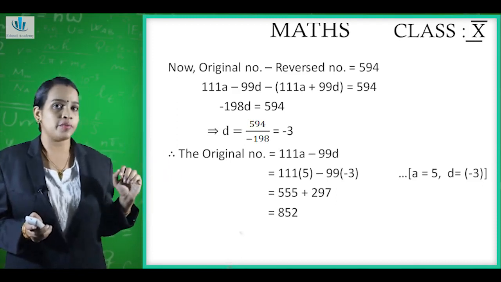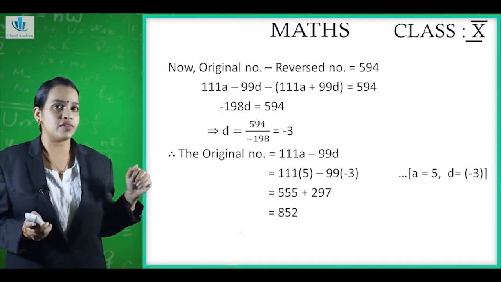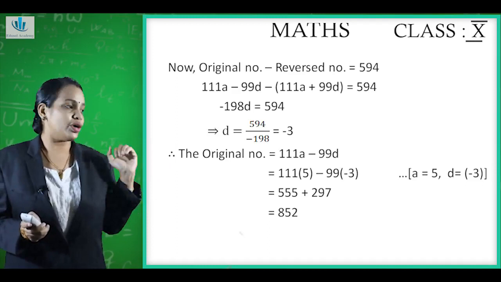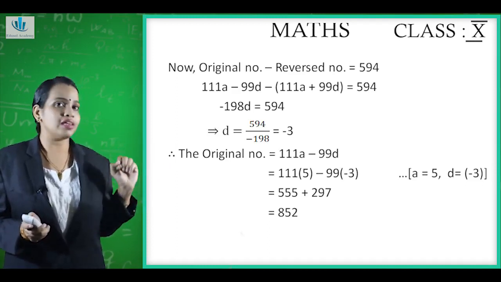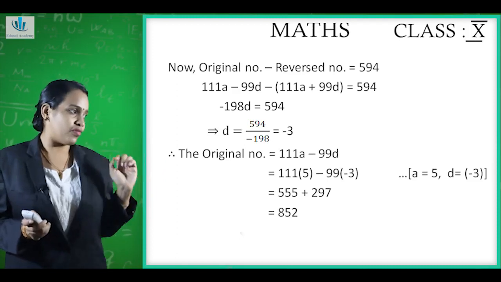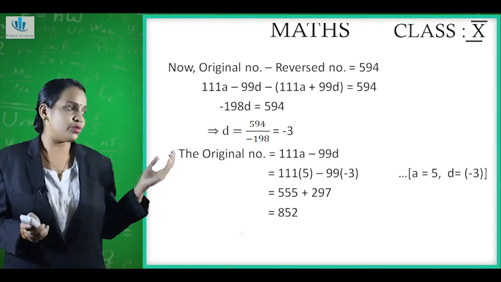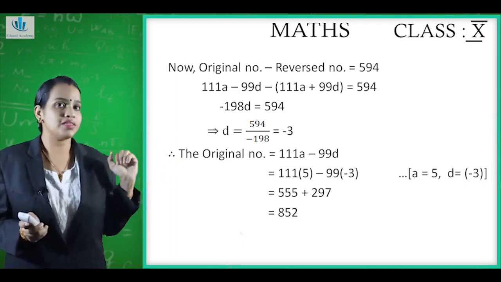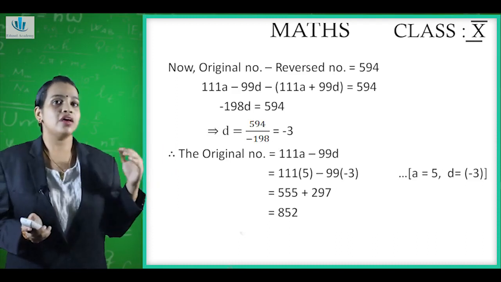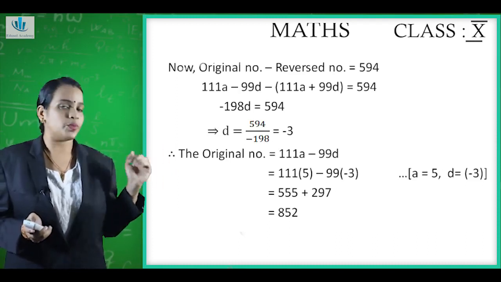Now the original number, we will put the values of a and d over here. So it gives 111a minus 99d is equal to, we will put the value of a as 5, 111 into 5, minus 99 into the value of d, which is minus 3. Now 111 into 5 is 555, plus minus 99 into minus 3 gives plus 297. Now when we add it, we get 852.